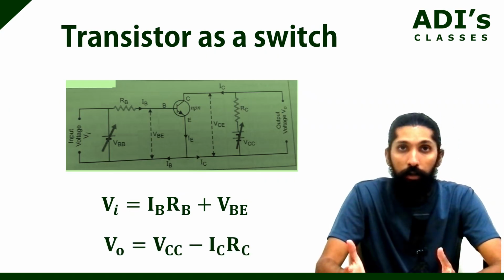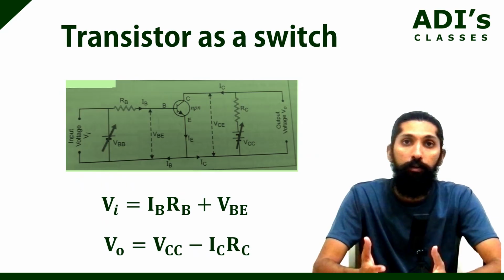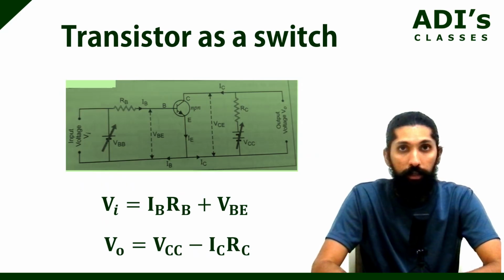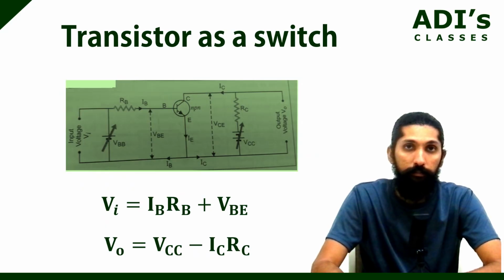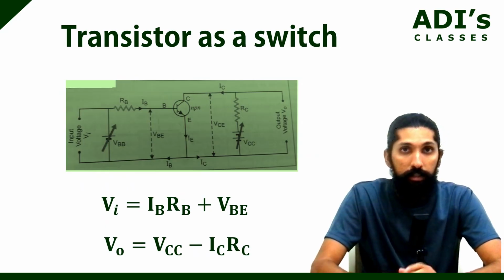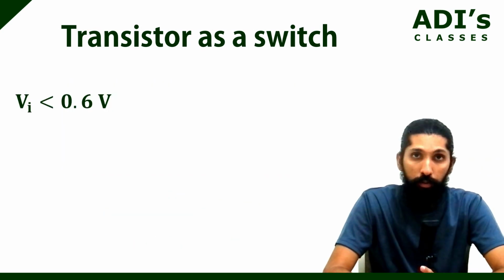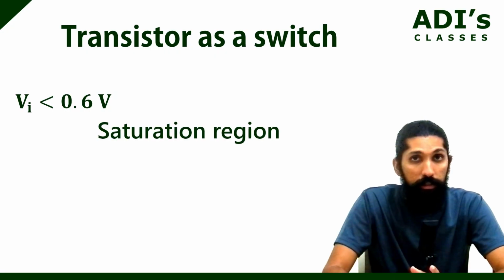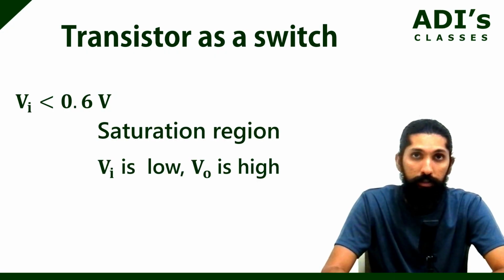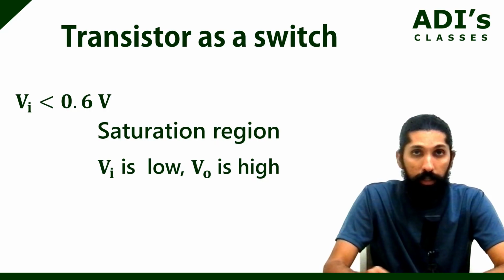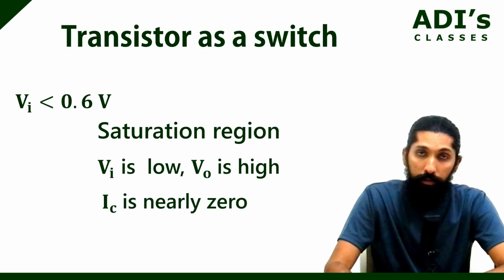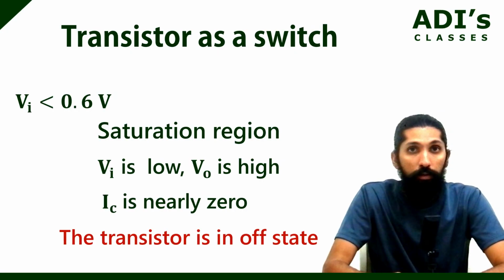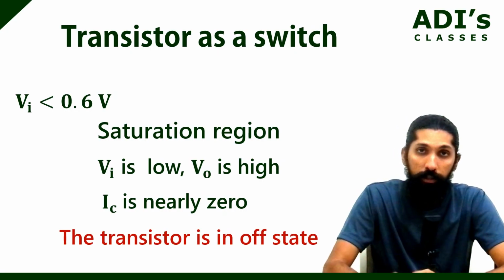And the output is what? Whatever we are going to get on the collector side. Correct? So we can say Vo, the output, is equal to VCC minus ICRC. Now suppose the input voltage Vi is less than 0.6 volt, then we are in the cutoff region. Vi is low, so Vo is high. That means practically the output current, that is IC, will be equal to 0. Since IC is 0, we say that the circuit is in off condition.